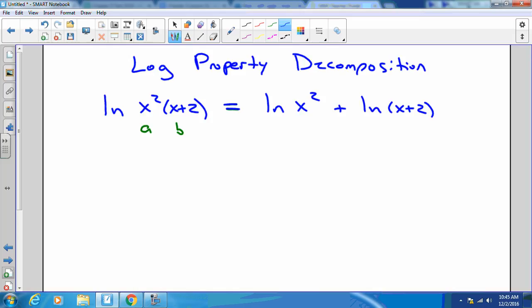And then I'm going to come back and look at that first term, and I'm going to recognize that I have the log of a power. It's in the form a to the b, the log of a to the b, and so I'm going to rewrite that as b times log a.